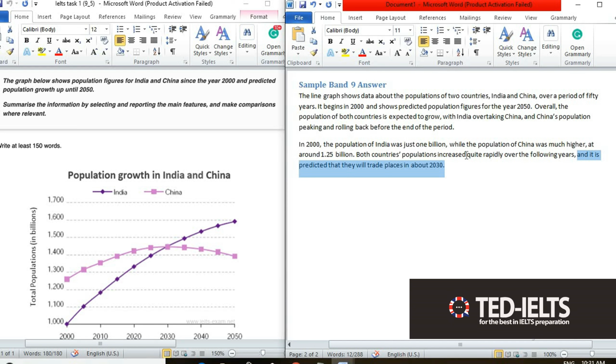Notice how I switch from both countries' populations increased quite rapidly. So I'm talking about the past, and then within the same sentence, and it is predicted that they will trade places in about 2030. So I've moved into they will trade, so talking in the future tense.